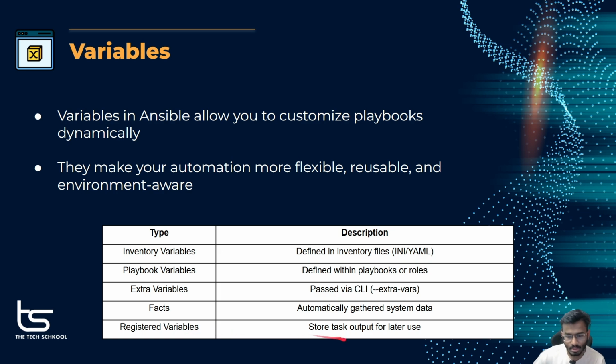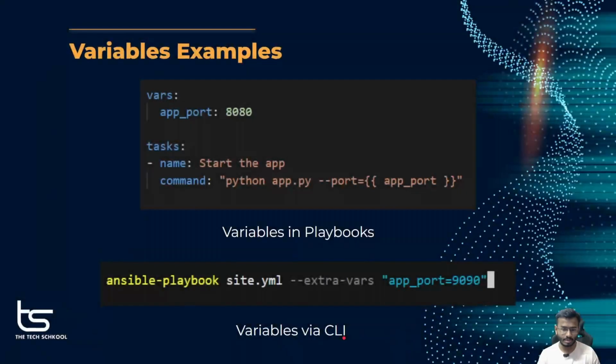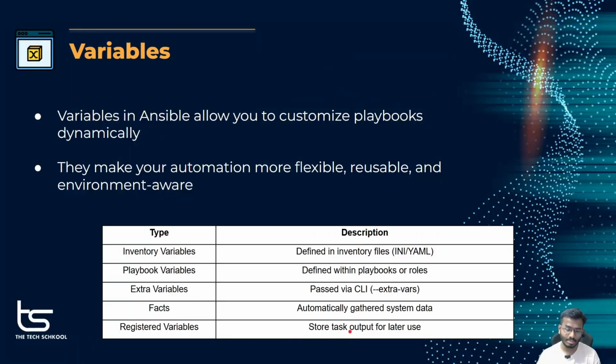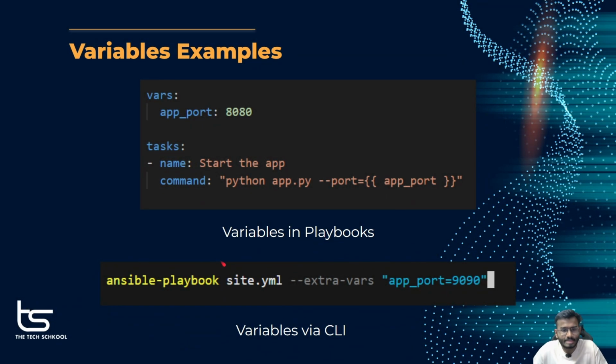And registered variables. These are special variables where we can store a task's output so that we can use it later. Suppose we run some command and have to store some output, which we have to use, or which is a precedence to some future code. So these are registered variables. We gather some data, store it, and use it for our further code. These are registered variables.